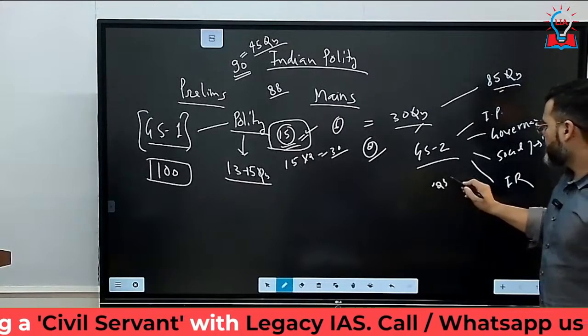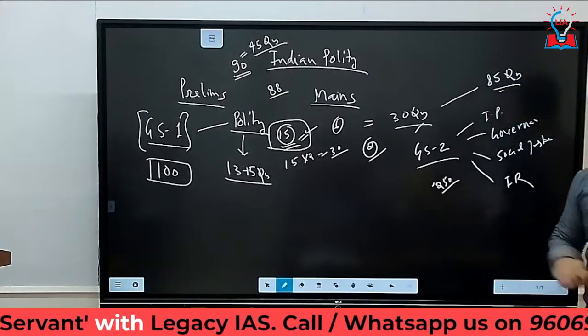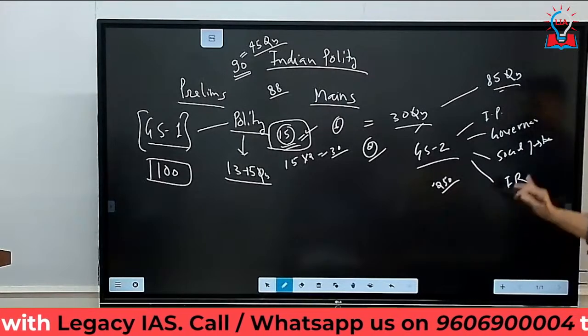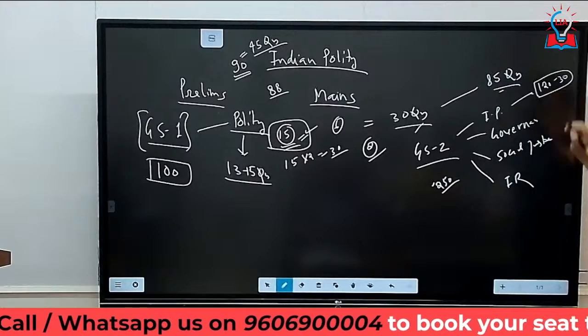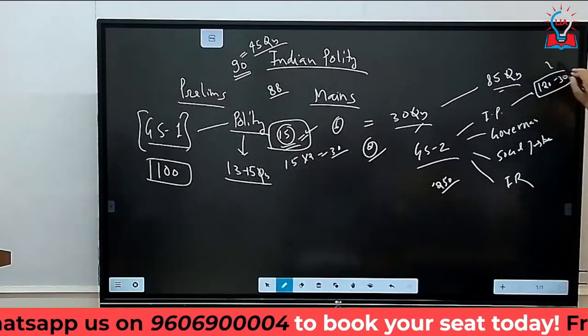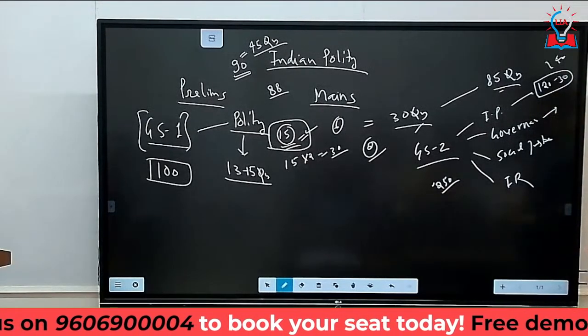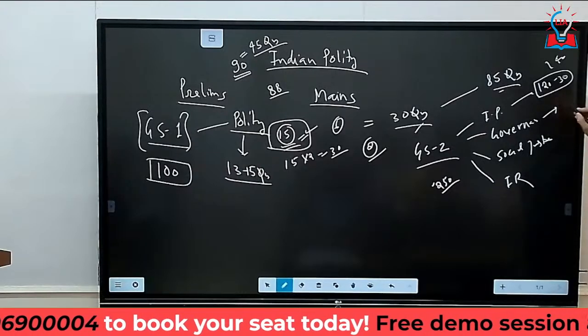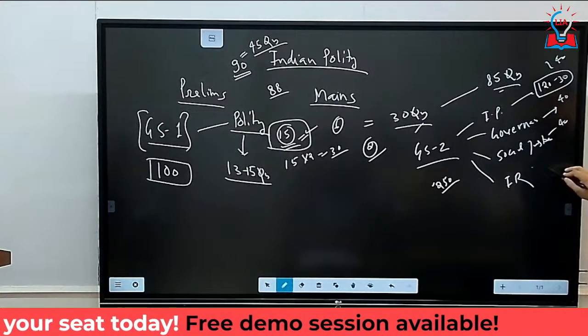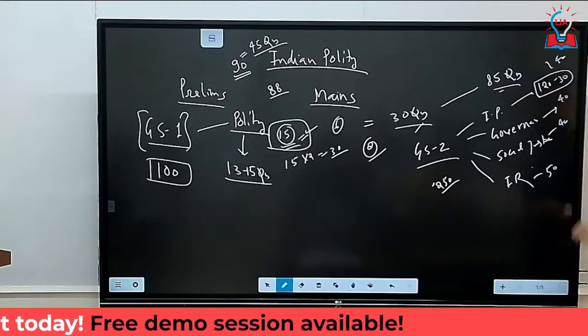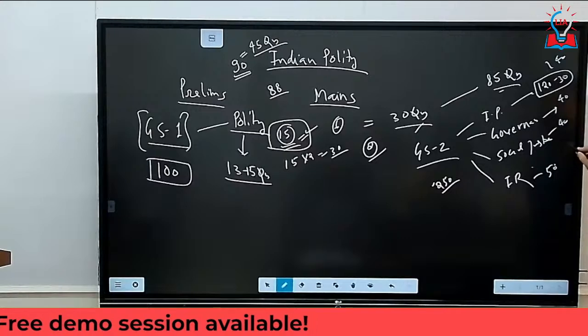Total marks will be, for example, 250. 250 marks ka GS paper 2. Out of the 250, around 120 to 130 marks will be from Indian polity. Even it can reach to 140 easily. Governance, for example, if you take governance, marks will be around 40. This mark, for example, around 40, and this marks around 50. So see, 5, 4, 9, and this again 130.